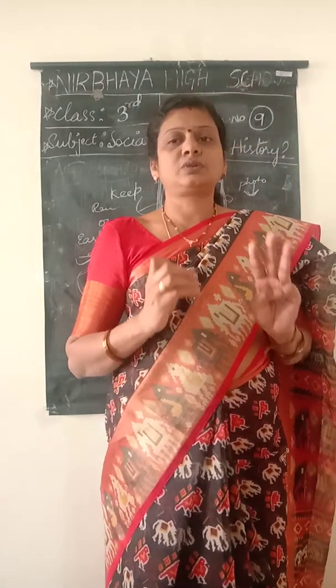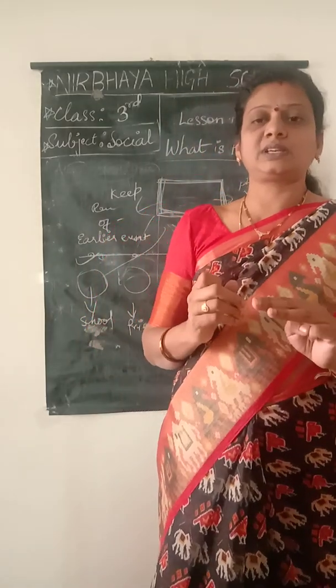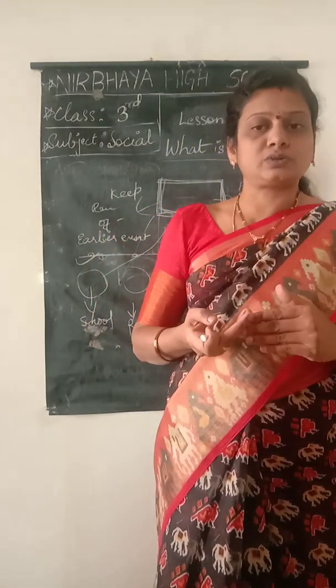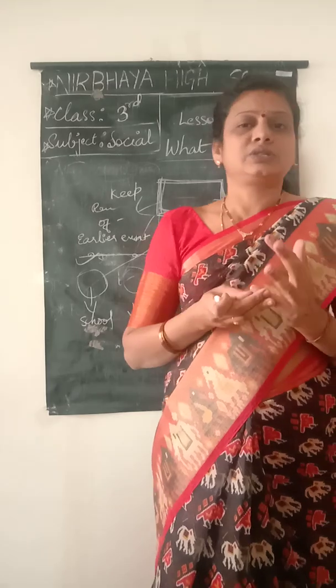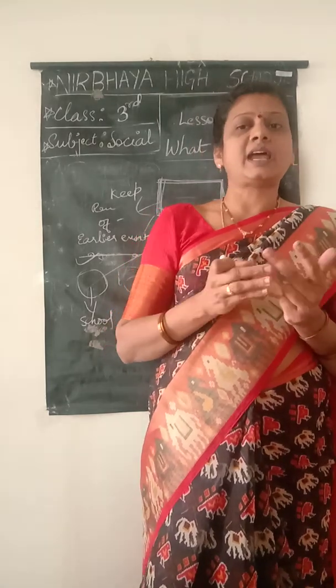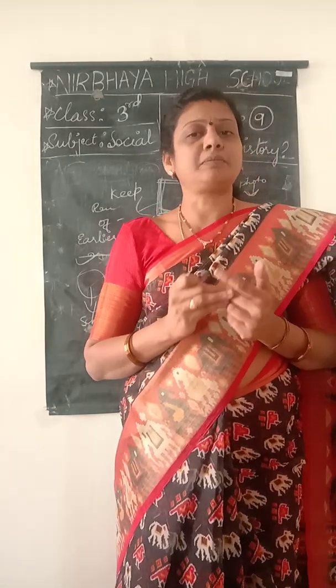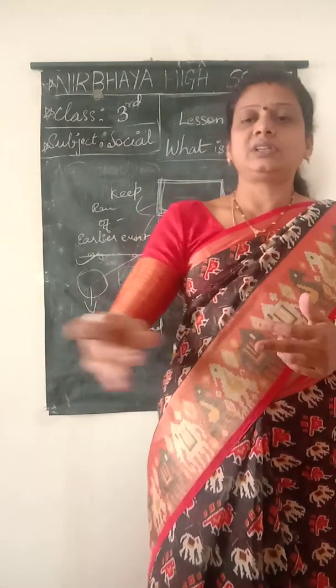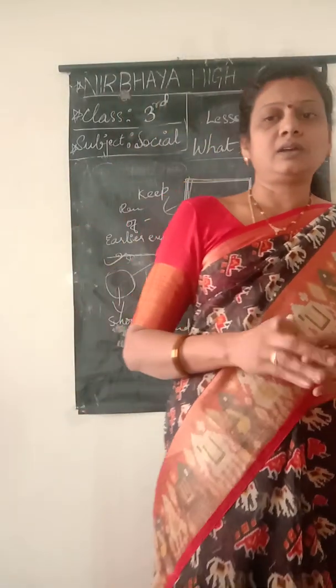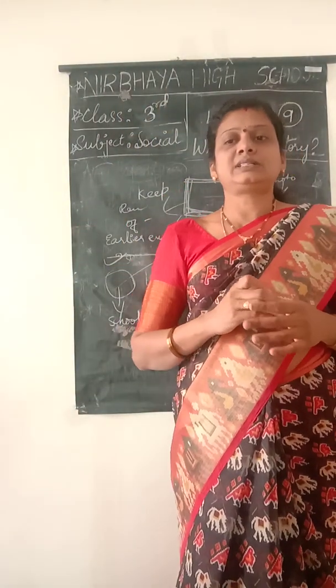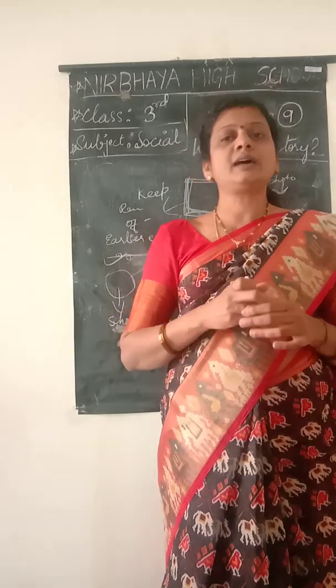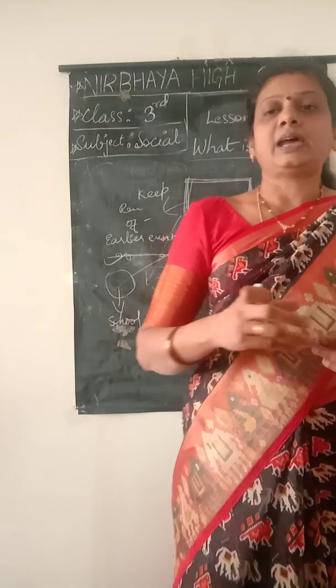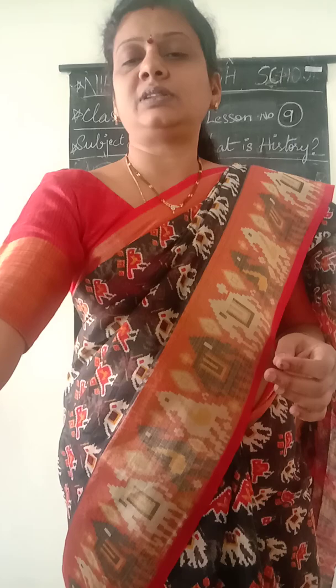There are three types of sources of history, children. The first one is the oral source. Oral sources are stories, songs and poems that people remember. The next is the written source: letters, books, and travelling stories written in the past.